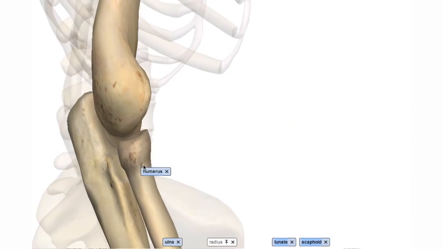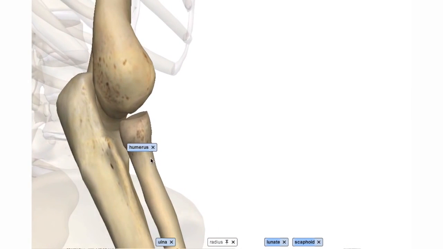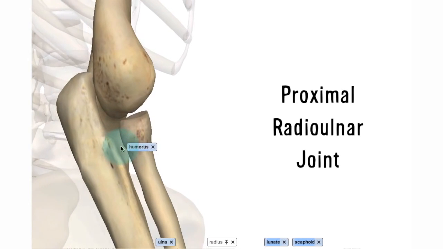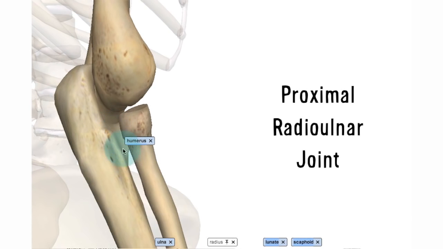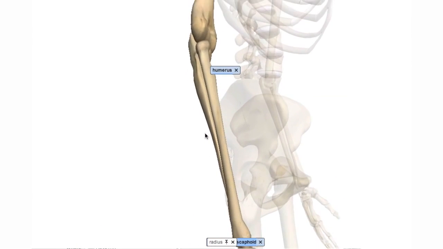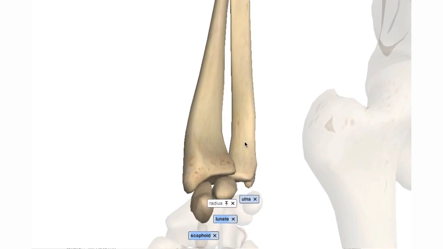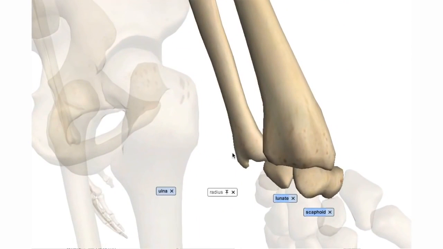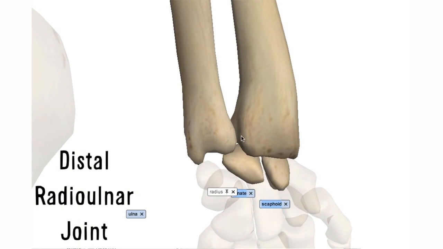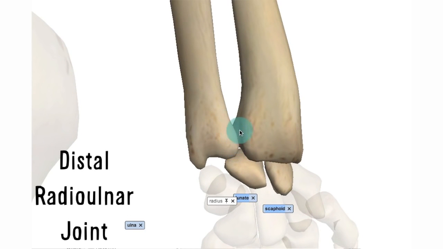Now if I turn a little bit more laterally, I'm going to find another articulation, and this articulation is known as the proximal radio-ulnar joint, and it's happening between the circumference of the head of the radius and also the radial notch that you find on the ulna right here. Now the next articulation should be found a little bit more distally, and this one is known as the distal radio-ulnar joint, and it's happening between the ulnar notch that you find in the radius and the head of the ulna.